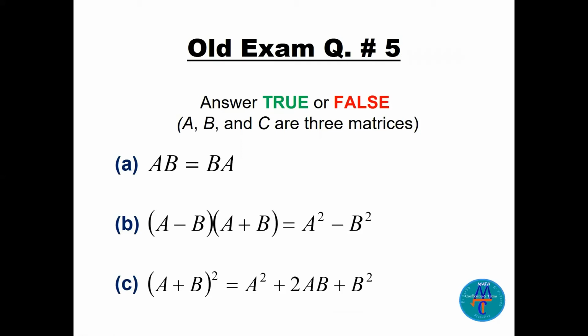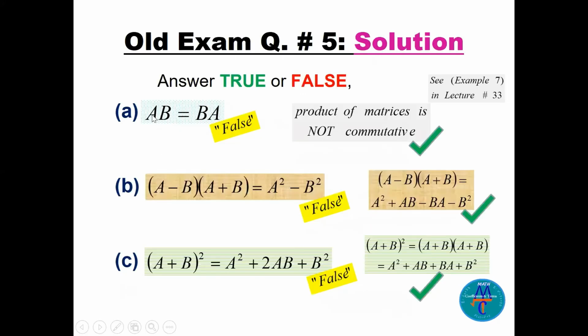Question number 5, little easy. True or false? 3 parts. AB is equal BA? False. These are matrices. If you multiply real numbers, yes, they are correct. 5 times 2 is 2 times 5. But these are matrices. So the first one is false.